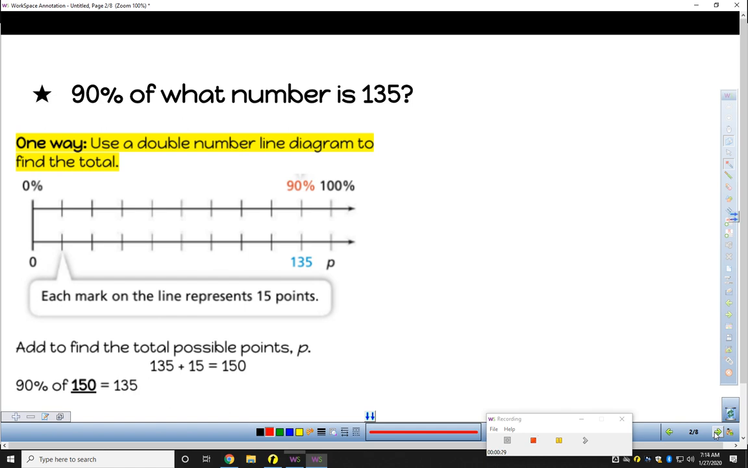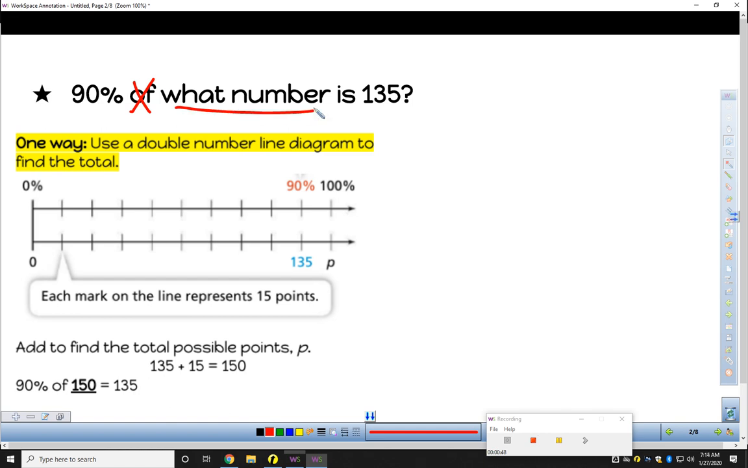One, using the equation. I'll show you that in a moment. The first, though, is to use a double number line, again, a visual representation. And so the problem we're looking at here is 90% of what number? So 90% of, multiplication, a number that we don't know, is 135.